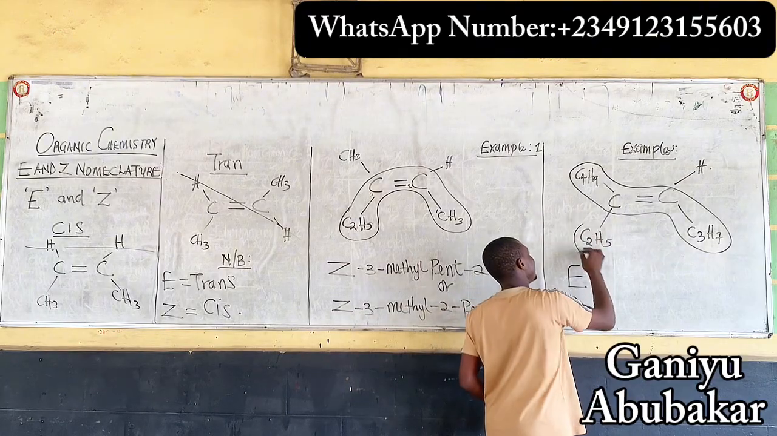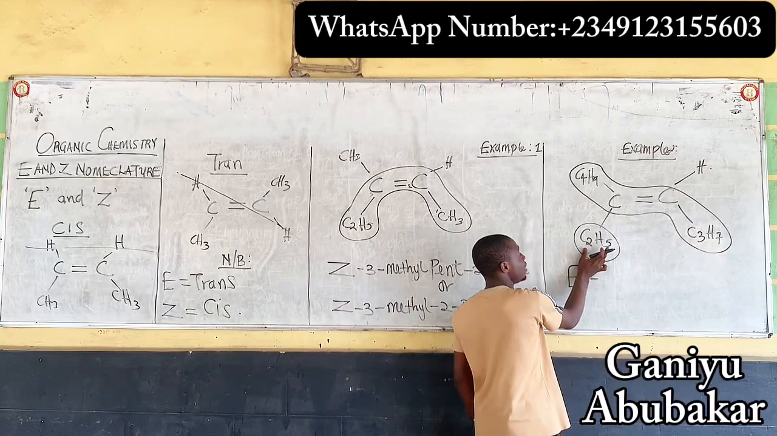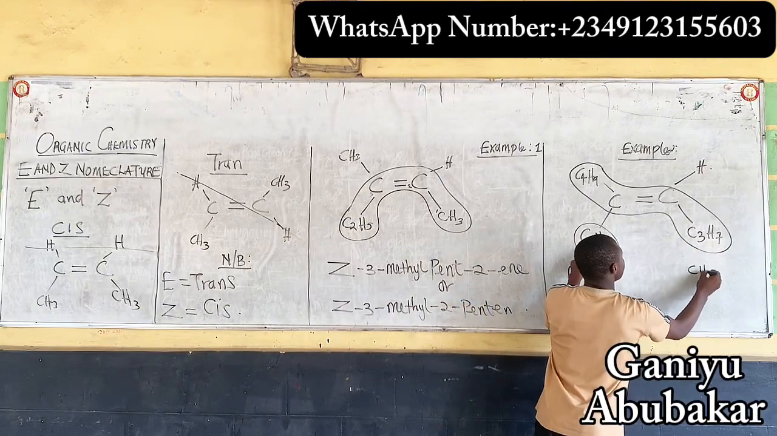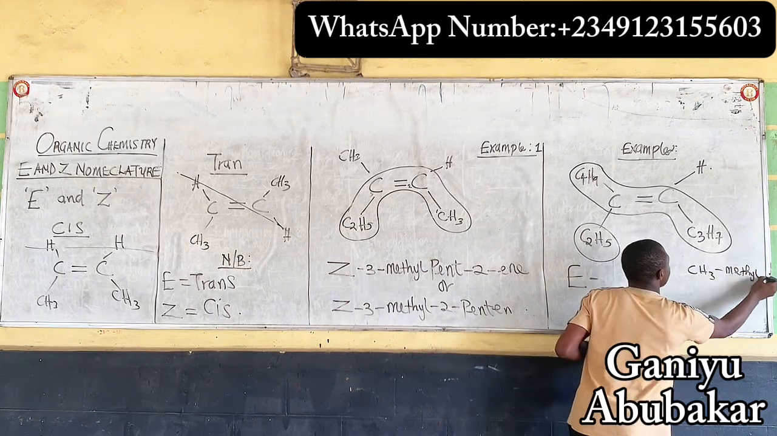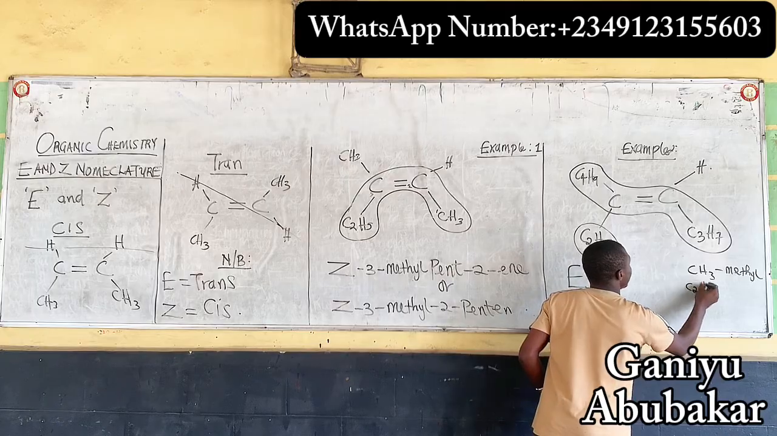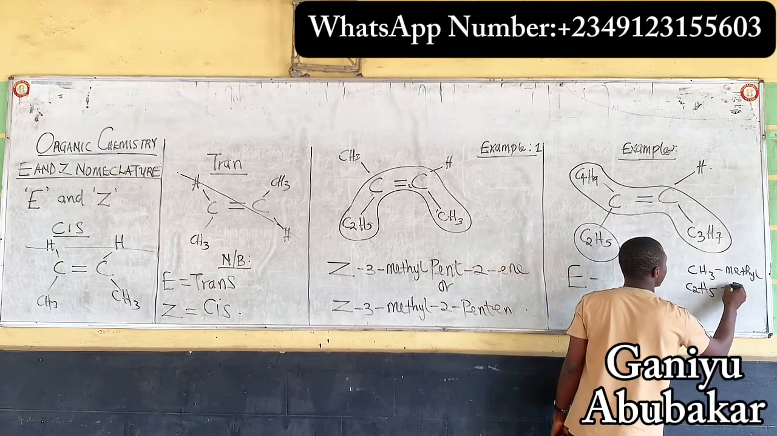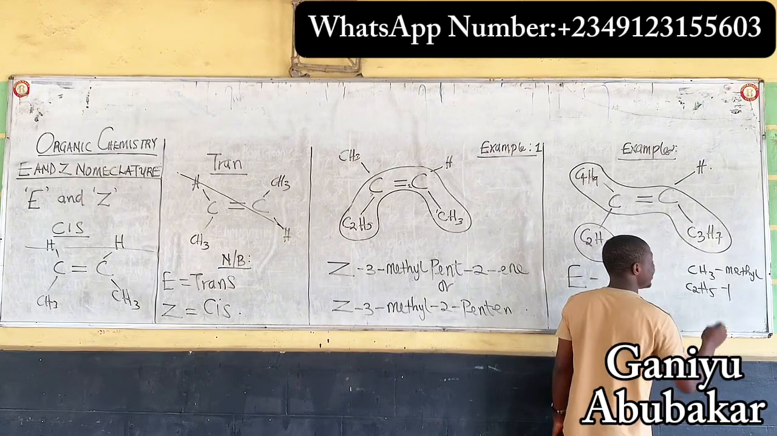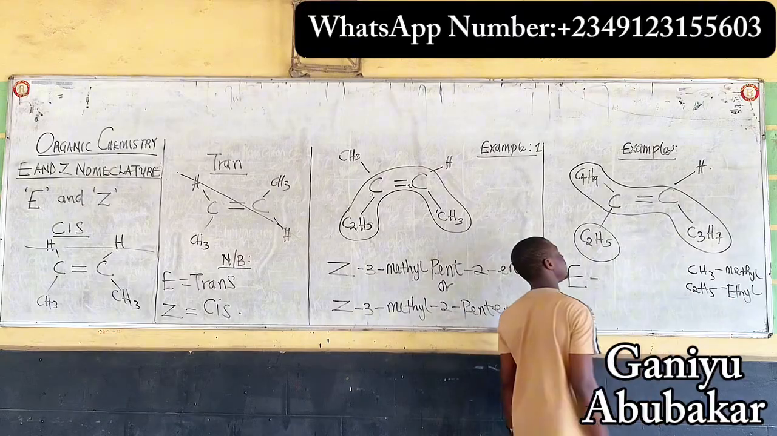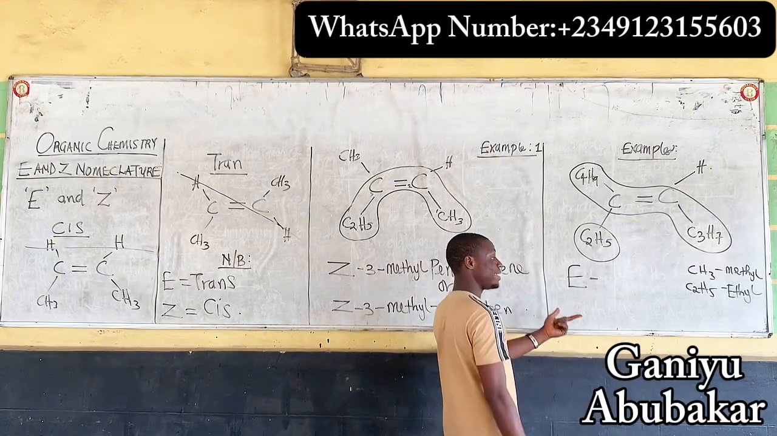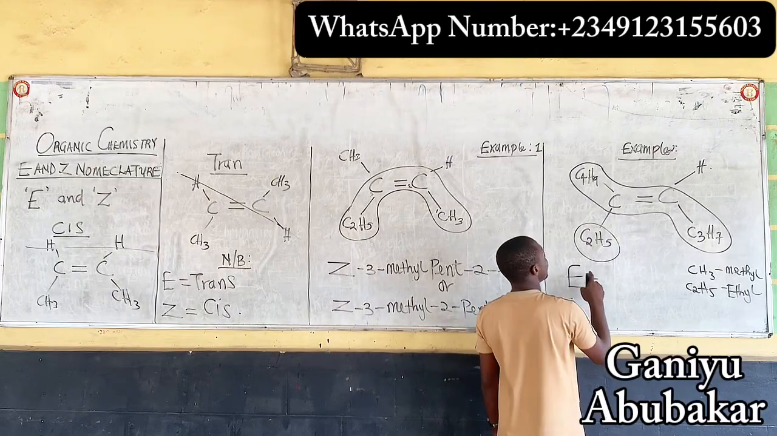Now, E hyphen, what? Observe, this group here is not part of the longest chain, so it becomes a substituent. If CH3 is methyl and I have C2H5, what will that be? Ethyl. This becomes ethyl. So know that C2H5 is ethyl, and CH3 is methyl. That becomes E hyphen.